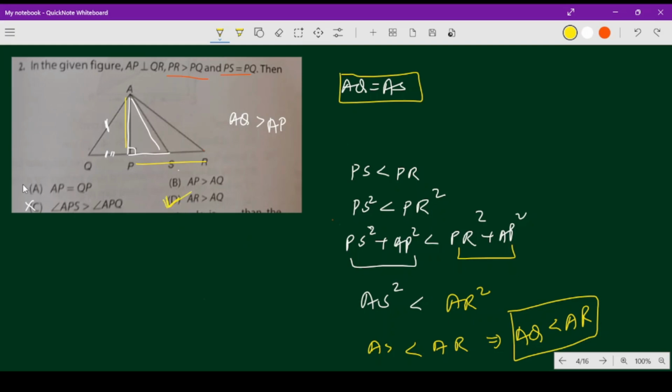Option A is not correct, because if they are mentioning this angle, then only if both are equal will the sides opposite to them be equal. So this option is incorrect. Only option D is correct.